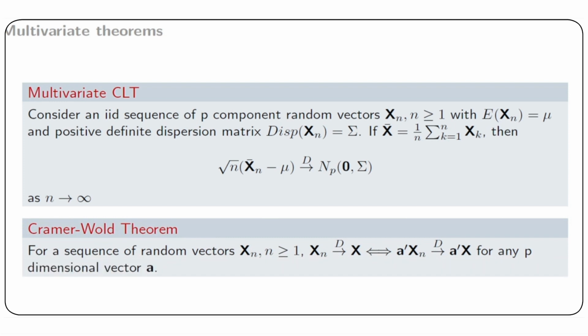For a sequence of random vectors Xn, convergence to X in distribution is implied by and implies that the scalar product of a and Xn converges in distribution to the scalar product of a and X, where a is some p-dimensional vector. This result has tremendous importance in large sample theory, as we shall discuss. Now we start our next topic, which is known as the delta theorem.